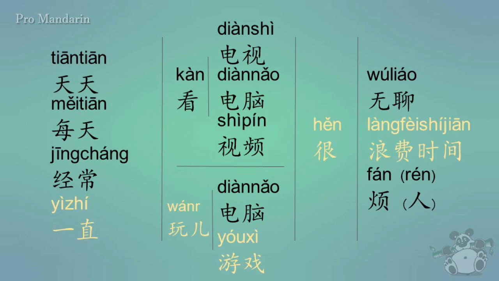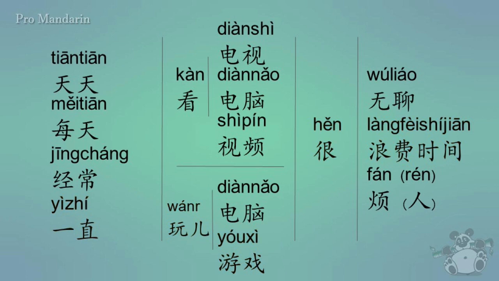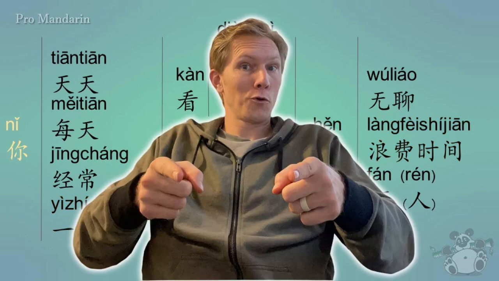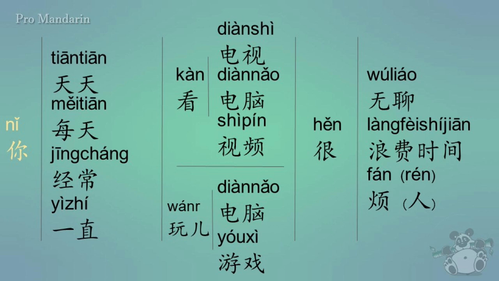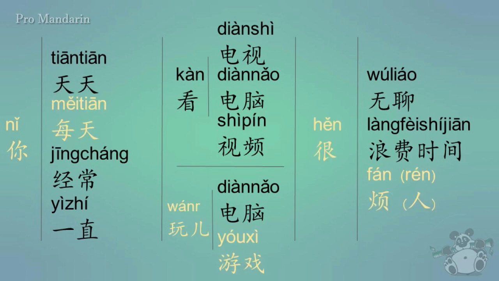一直玩游戏很浪费时间. Now I'm going to go ahead and add on 你, which means you. And with this, how would you say it's annoying that you play games every day? And we're going to use 每天 for this one. 你每天玩游戏很烦人. And of course you can leave off the 人, so you could say 你每天玩游戏很烦.